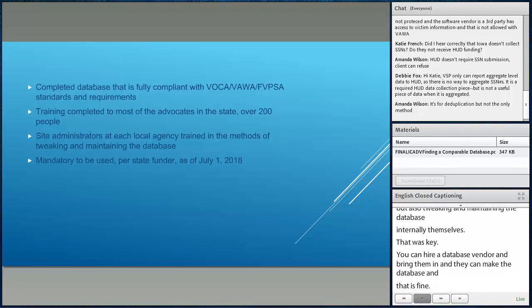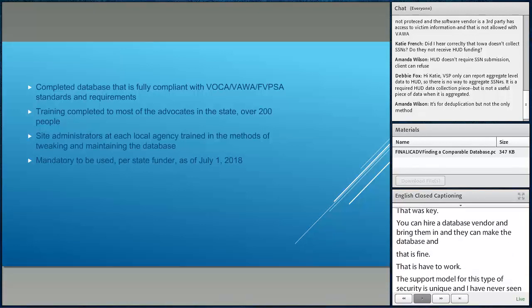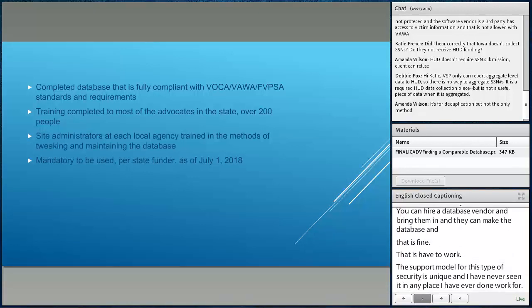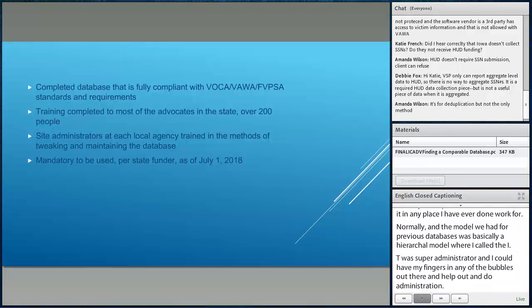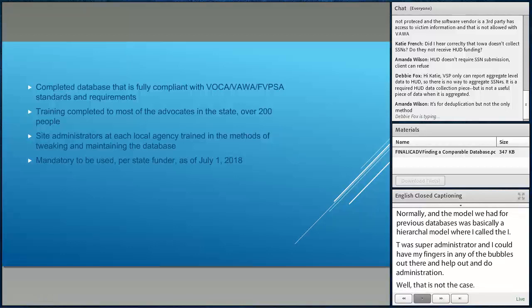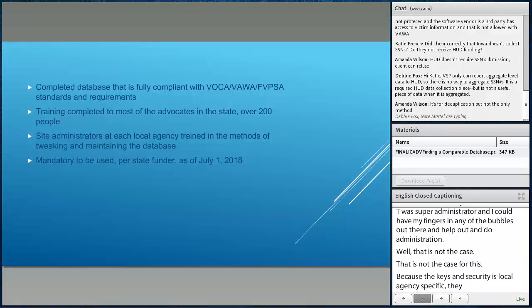Normally, the model that we had for previous databases was basically a hierarchical model where I, as the IT guy, was like a super admin. I could have my fingers in any of the bubbles out there and help out and do administration. Well, that's not the case for this. Because the keys and the security are local agency specific, they have to have people at their local agency who can be the admin. Now, that kind of put me out of a job in a way, but it's what was needed to match the security.